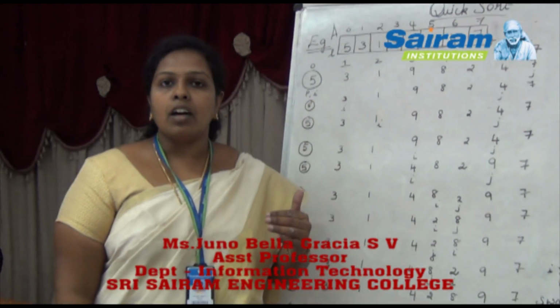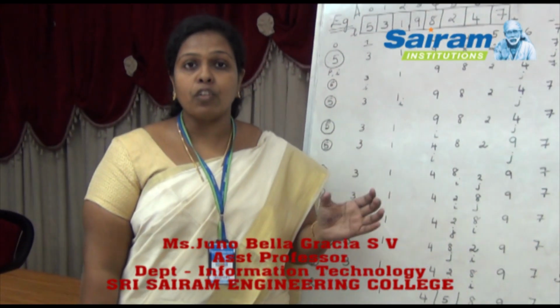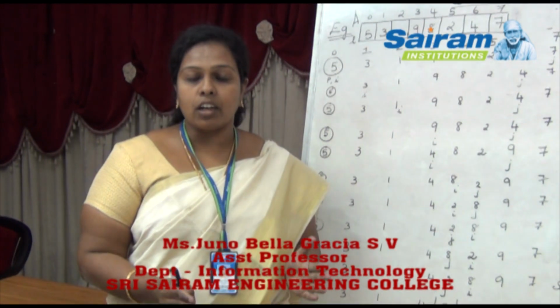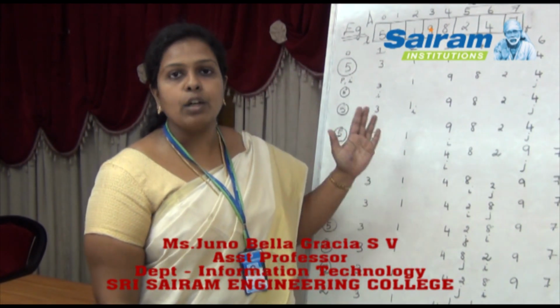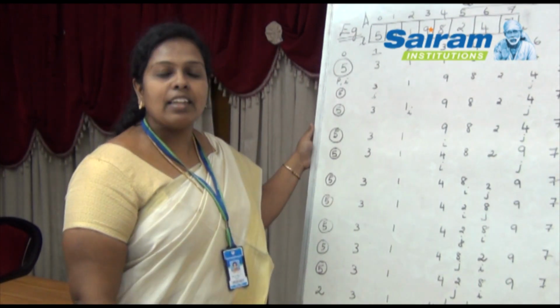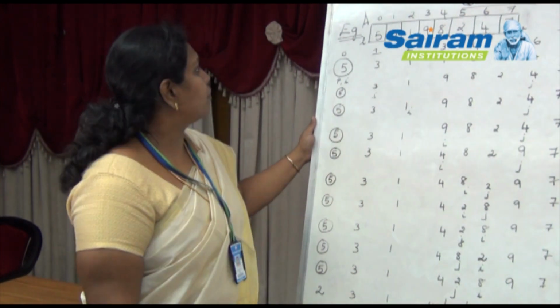Unlike merge sort, which follows a divide and conquer strategy by dividing the elements based on the position, quick sort divides the array based on the values of the elements. Let us see it through an example.